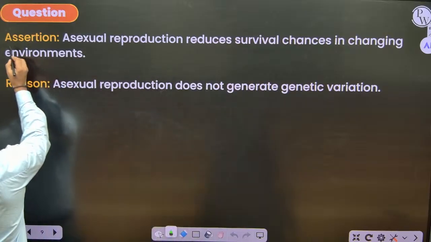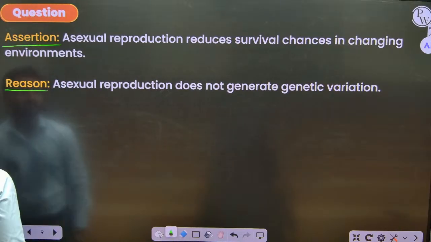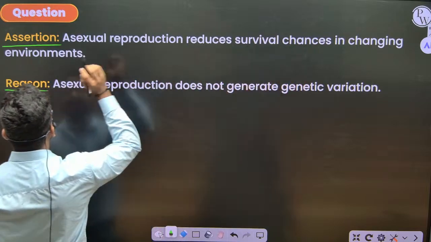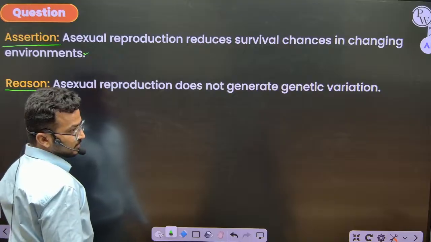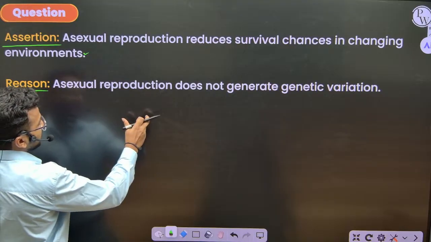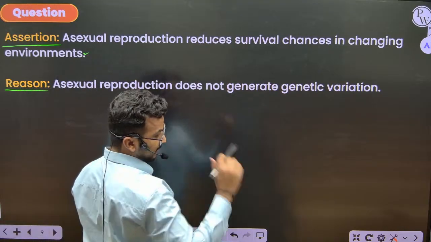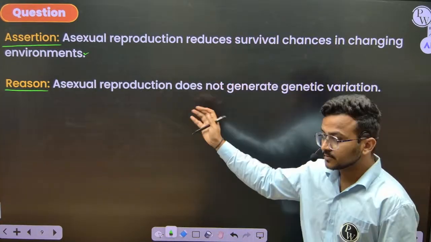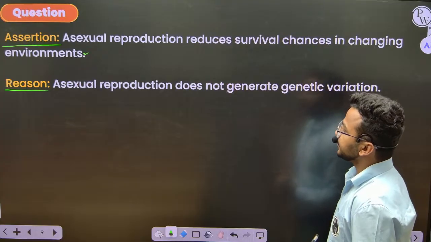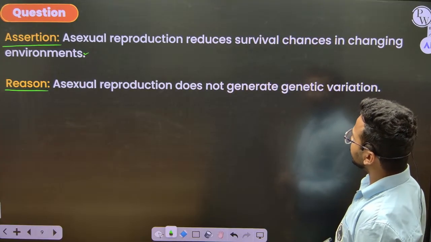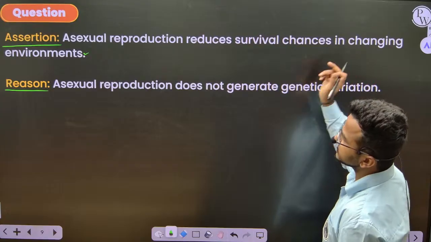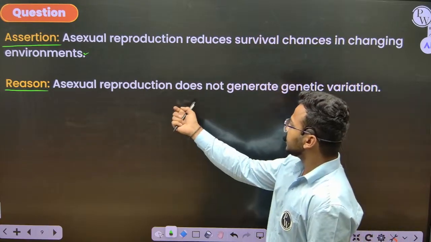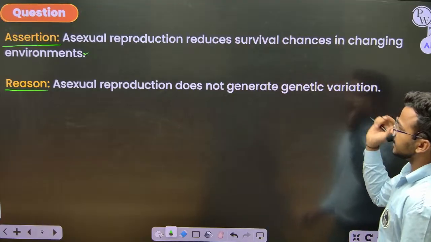See, assertion is there here, reason is there. Asexual reproduction reduces survival chance in changing environment, they have given. And asexual reproduction does not generate genetic variation. Take time, try to comment the answer to this question. Asexual reproduction reduces survival chances in a changing environment, and asexual reproduction does not generate genetic variation.